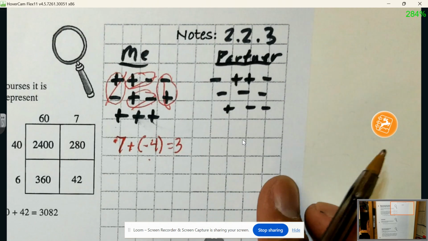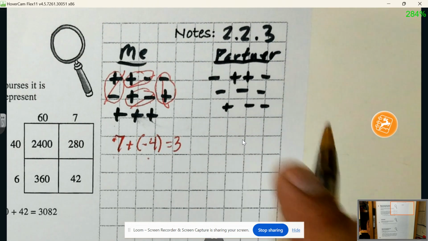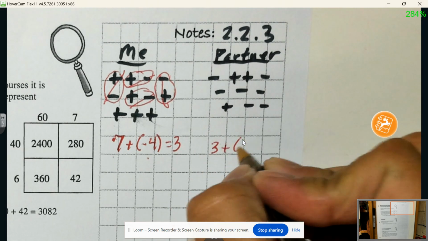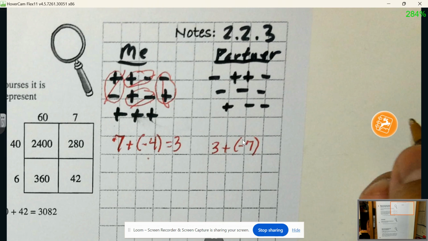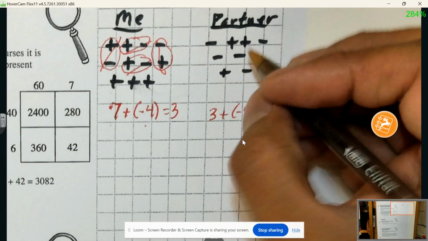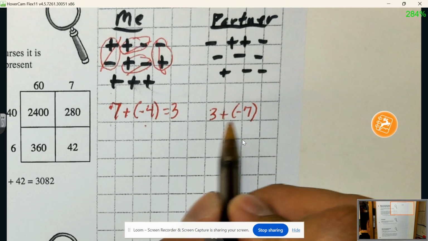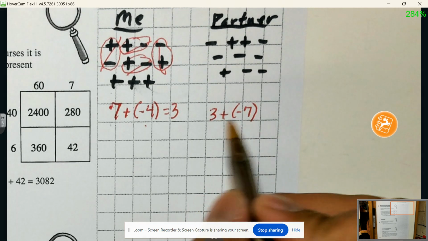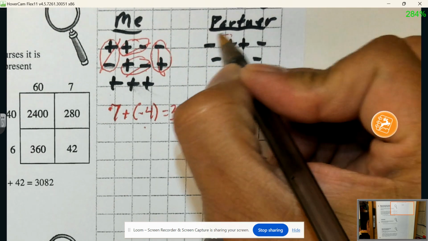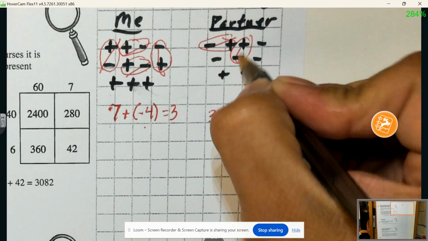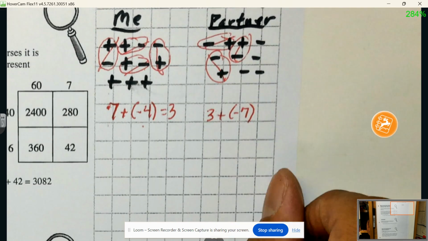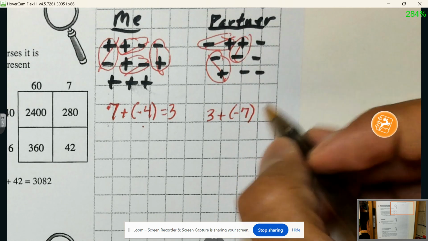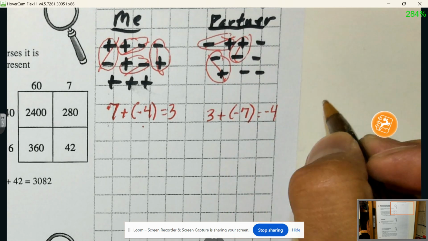Let's look at our partner's. How many zero pairs do we have? And first, what's the expression? You should have 3 plus negative 7. And then let's count our zero pairs, because we're not too comfortable with our negatives and positives yet. We just learned integers, and we're fairly new. So let's go ahead and do our zero pairs so we can see it. All right, so that leaves us with 4 negatives. We have 3 zero pairs. That gives us negative 4.